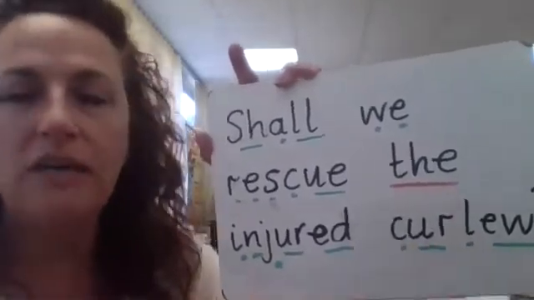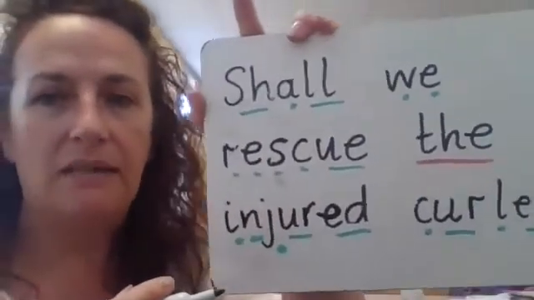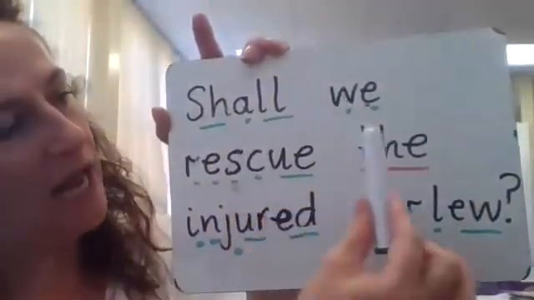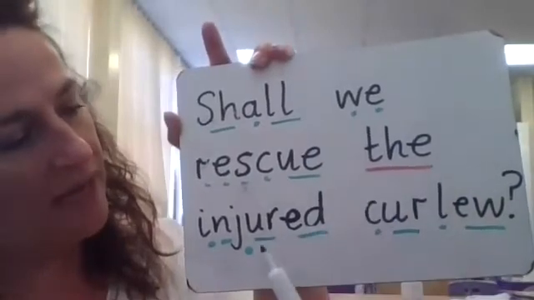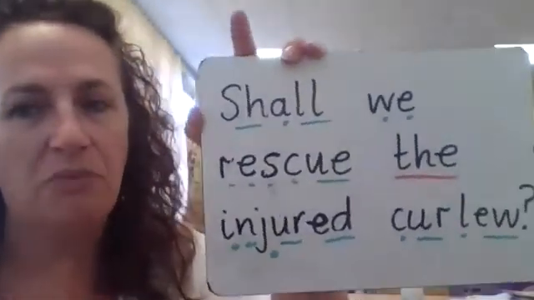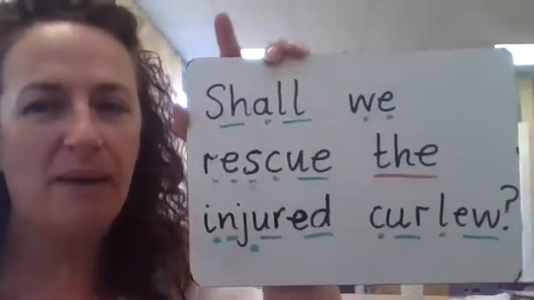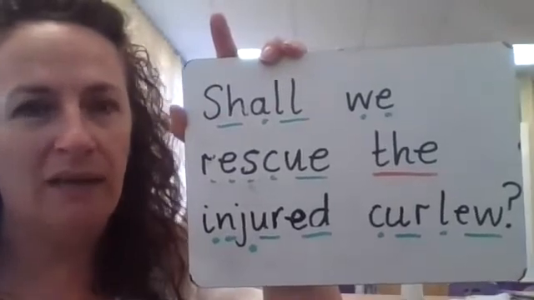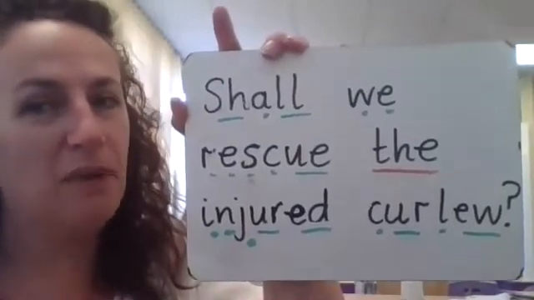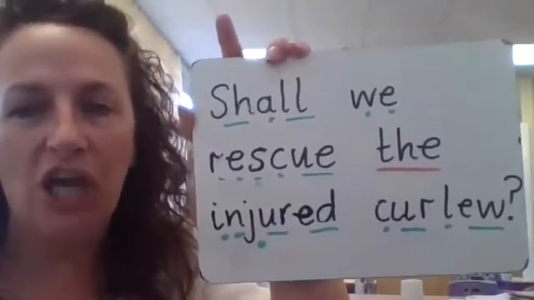So let's read the whole sentence to make sure we know exactly what it means. So here we go. Shall we rescue the injured curlew? And I think the answer to that is probably yes, we should always rescue things that are hurt, but maybe it might be better to phone the RSPB. I don't know a lot about wild birds, but they do. Okay, shall we rescue the injured curlew?